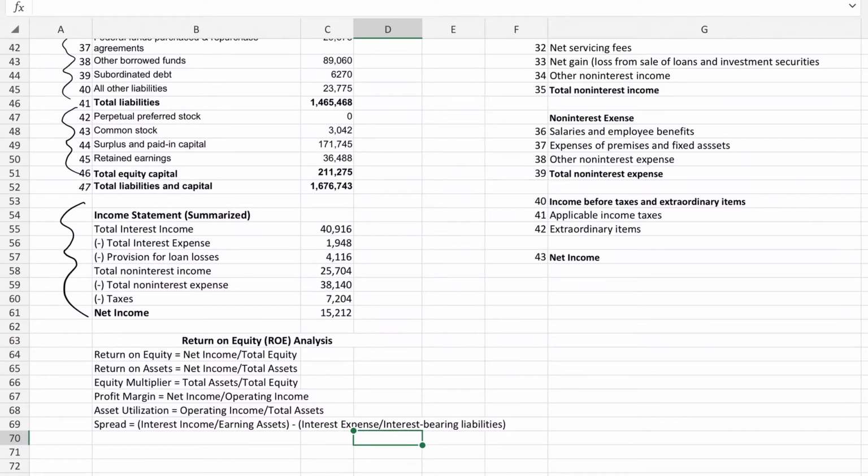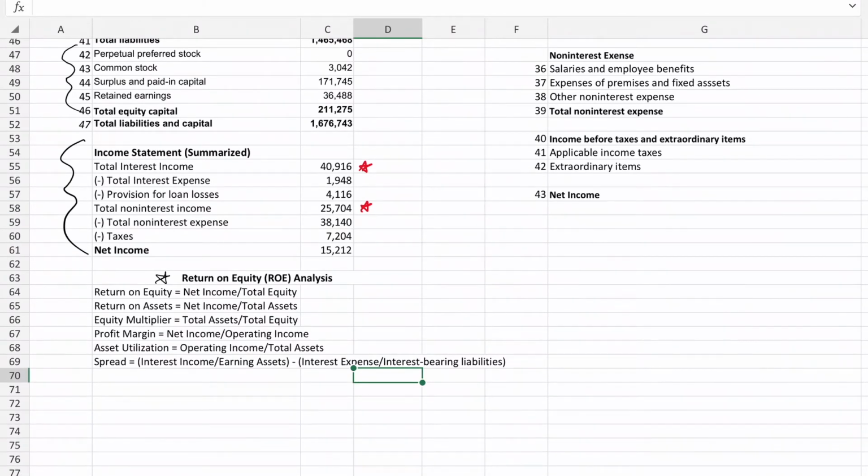What's important to understand is that total interest income and non-interest income, that is your operating income for a bank. So as we go through our ratio analysis here for Bank of America, keep in mind that those two together, interest income and non-interest income, represent your operating income. So we have our balance sheet, we have our income statement. Let's do a return on equity analysis here down at the bottom.